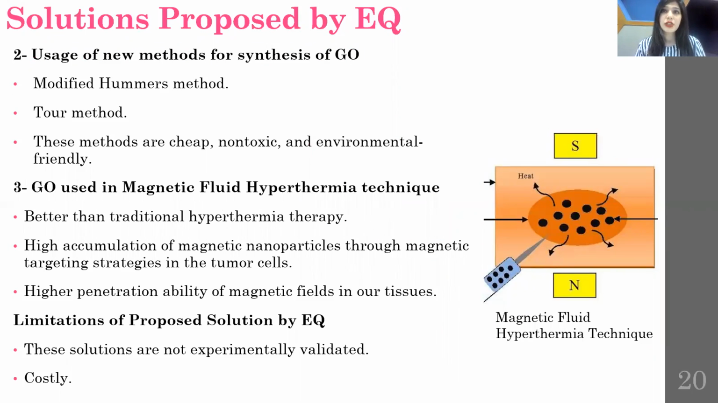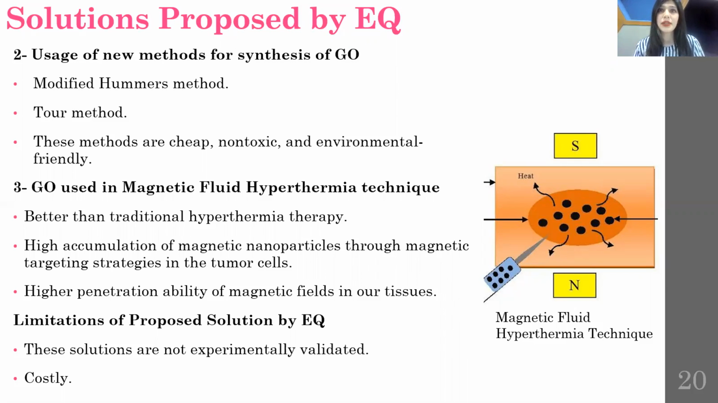Another solution for reduction of toxicity of graphene oxide is to use new methods for synthesis other than the prevailing ones. Normally, graphite is placed in concentrated acid in the presence of an oxidizing agent for synthesis of graphene oxide. Hummers' method is most widely used for synthesis of graphene oxide, but it produces toxic byproducts. There are several methods that can be used for synthesis which are less hazardous and more efficient, like modified Hummers' method, Tour method, etc. These methods are cheap, non-toxic, and environmentally friendly.